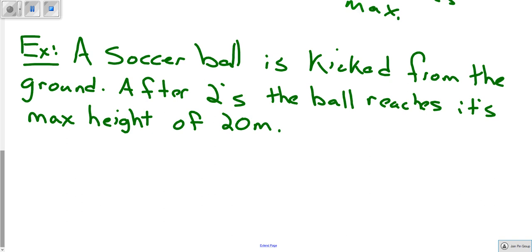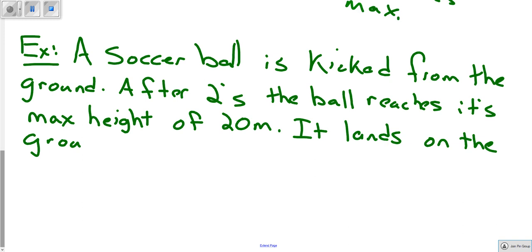So maximum height, what point is that on a graph? Vertex? Yes, it's your vertex. Or it'd be the Y on your vertex. Yeah, excellent. It lands on the ground after 4 seconds. So after 4 seconds, or at 4 seconds, however you want to look at it.